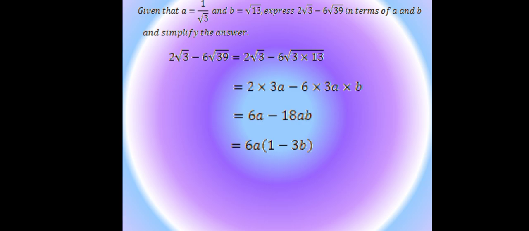Given that a is 1 all over the square root of 3 and b is the square root of 13, express 2 into the square root of 3 minus 6 into the square root of 39 in terms of a and b and simplify your answer. If you do so and simplify the answer, you get 6a into the square root of 1 minus 3b.